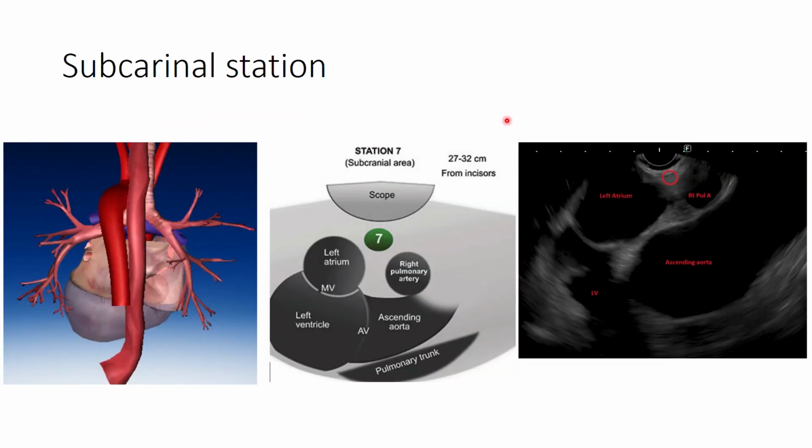So coming to the next station, that is the subcarinal station. This is the schematic diagram. The subcarinal station is here. So we understand that it is between the left atrium and the right pulmonary trunk. On EUS, you will see that there is a left atrium here and the right pulmonary trunk, and here you will be having the station 7, that is the subcarinal station.